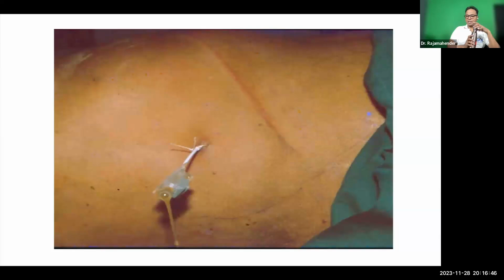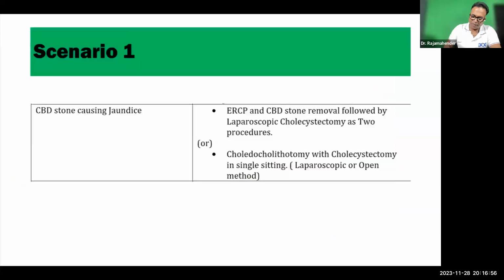This is the image I told you about, PTBD. You can see the classical image of a stent kept inside the liver through the bile duct. You can see bile is pouring out. This is known as PTBD, percutaneous transhepatic biliary drainage.